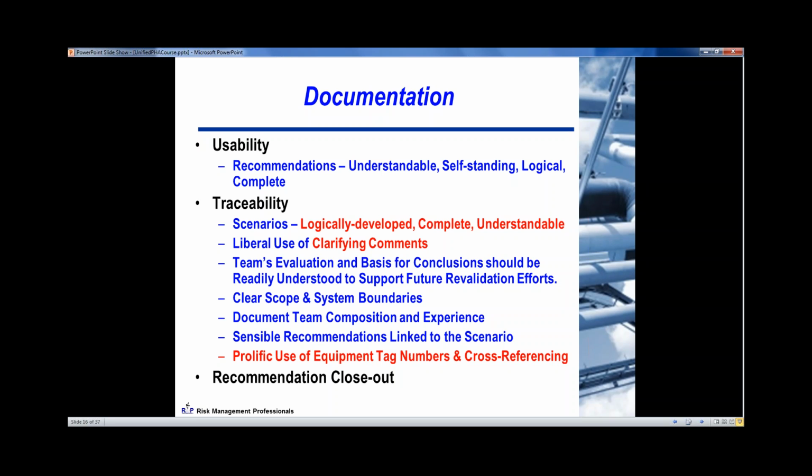And of course, recommendation closeout. This is about the number one way to get a regulatory citation, if that's what you want, is to have action items that are out there and you haven't documented in some manner how you've addressed it or how you closed it out. It's really easy to do.